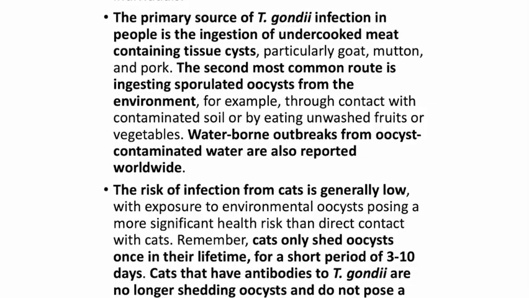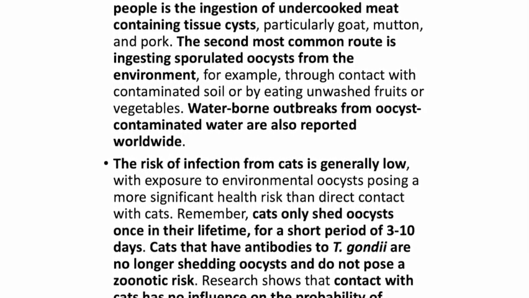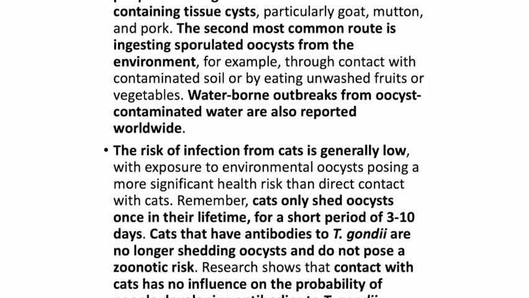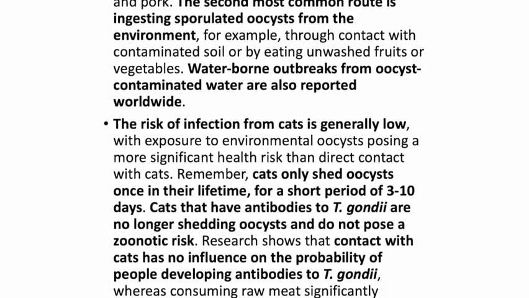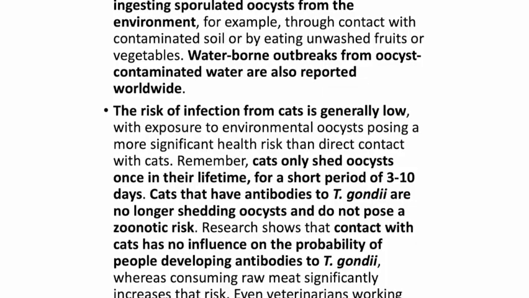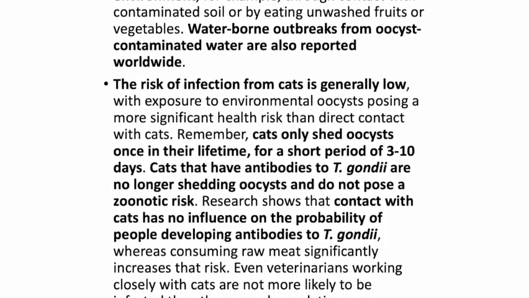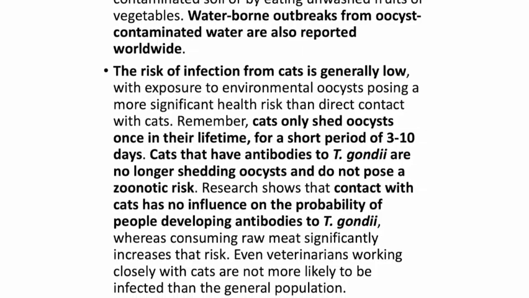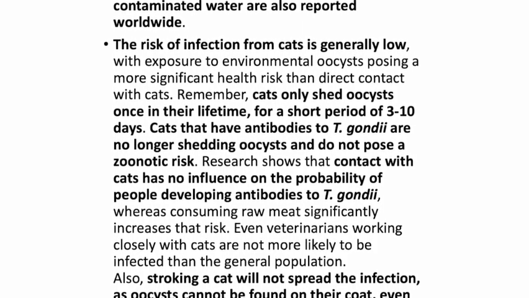The second most common route is ingesting sporulated oocysts from the environment, for example, through contact with contaminated soil or by eating unwashed fruits or vegetables. Waterborne outbreaks from oocyst-contaminated water are also reported worldwide. The risk of infection from cats is generally low, with exposure to environmental oocysts posing a more significant health risk than direct contact with cats.